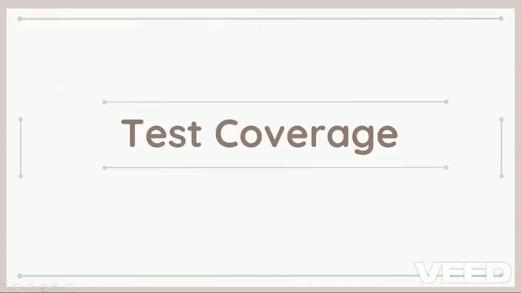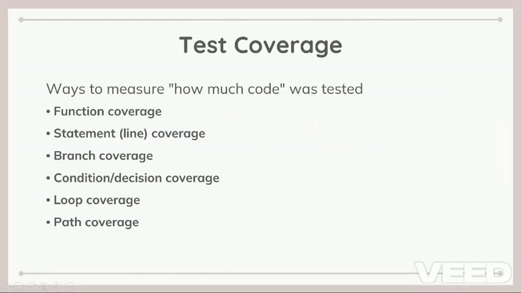Test coverage is a metric that indicates how much of your code is tested through various testing strategies. Function coverage ensures that every function in the code base is executed during testing. Statement or line coverage verifies that each line of code is executed. Branch coverage examines whether all the possible branches in the decision points are tested. Condition or decision coverage goes further, ensuring that individual conditions within decisions and their outcomes are validated. Loop coverage ensures loops execute for different scenarios such as 0, 1, and multiple iterations. Lastly, path coverage ensures all the possible execution paths in the code are tested to identify potential edge cases.